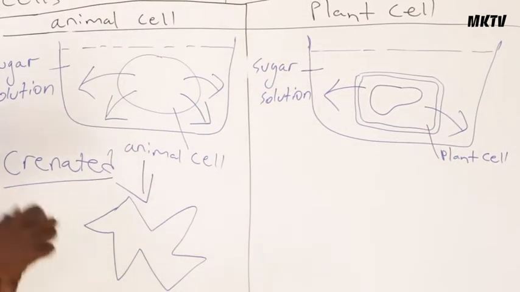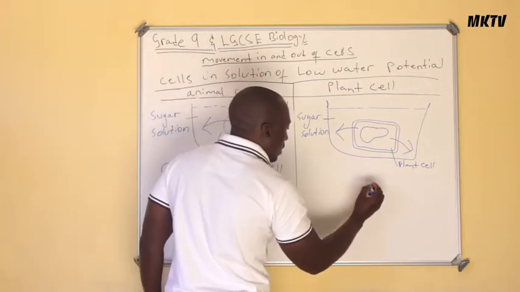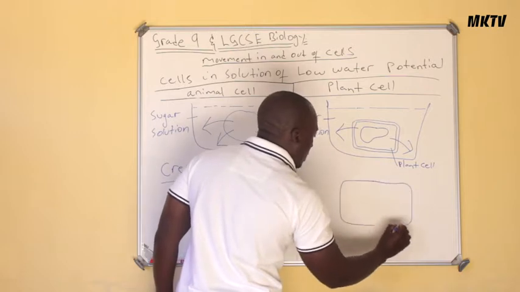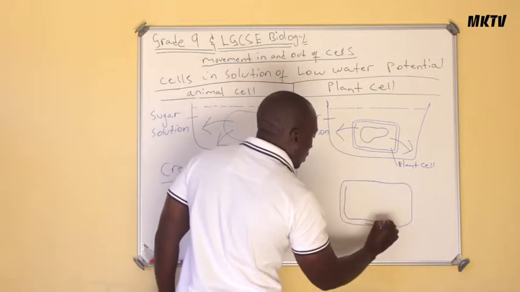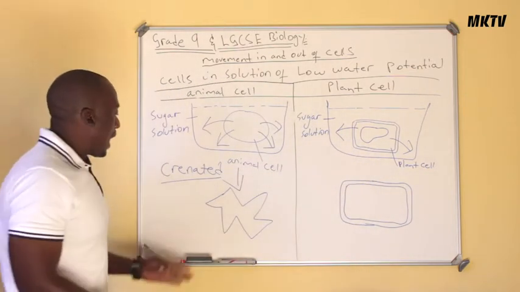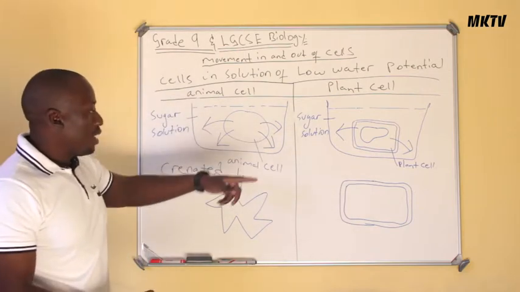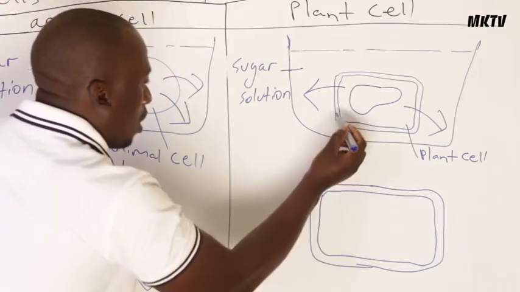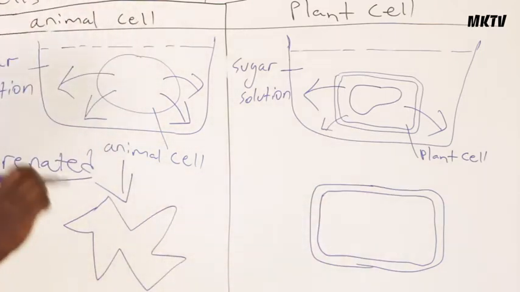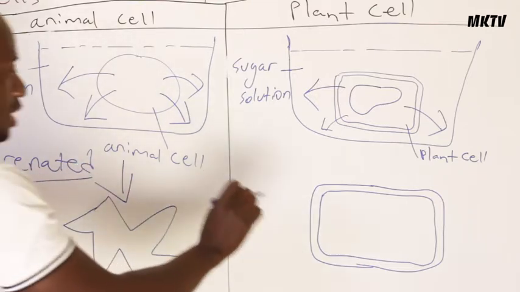When a plant cell loses water, plasmolysis is going to take place. When a plant cell loses water to this solution, plasmolysis takes place. But unlike the animal cell, a plant cell has got a cell wall. Therefore, even if it loses water here, the plant cell is not going to shrink, because it has got a cellulose cell wall, and cellulose is stronger. Therefore, the cell is not going to shrink.